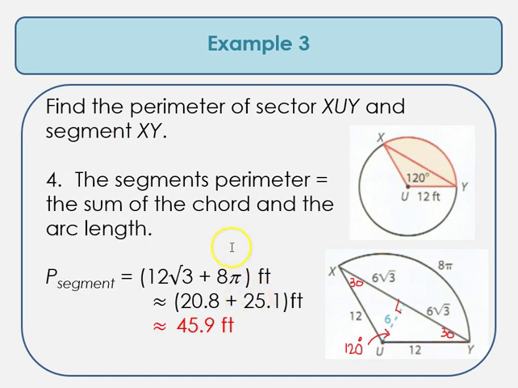And our last piece, the segment's perimeter equals the sum of the chord and arc length. So the chord length was 12 square root of 3. The arc length was 8 pi, both of them in feet. If we use our calculators to find decimals, we have approximately 20.8 plus 25.1, which is approximately 45.9 feet for the answer.